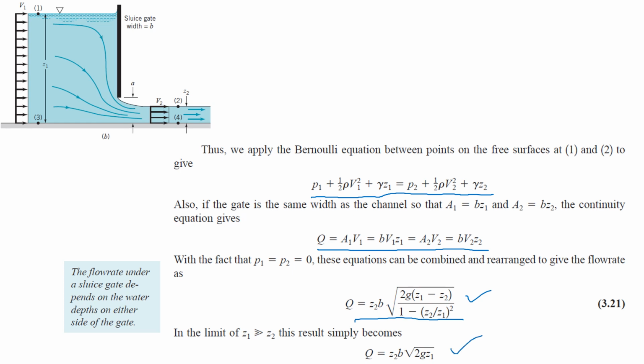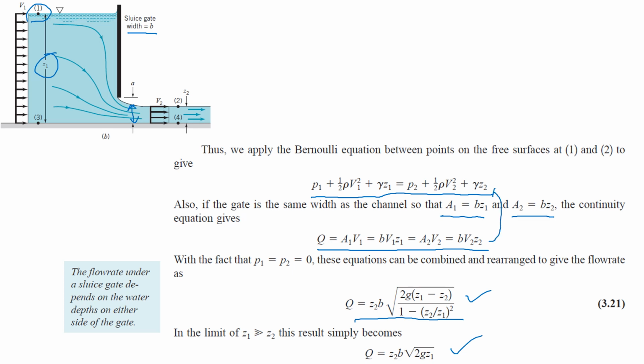So here the terms are pretty clear. The area at 1 is taken as BZ1 and the area at 2 is taken as BZ2. So B is the width of this sluice gate, and to define the area we need to multiply this width by the total height. In this case the area at A1 will be BZ1, and for the area at point 2 it will be the width of this gate and this height Z2.